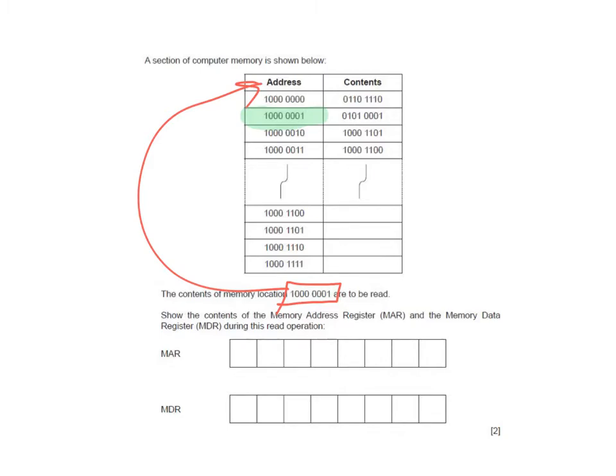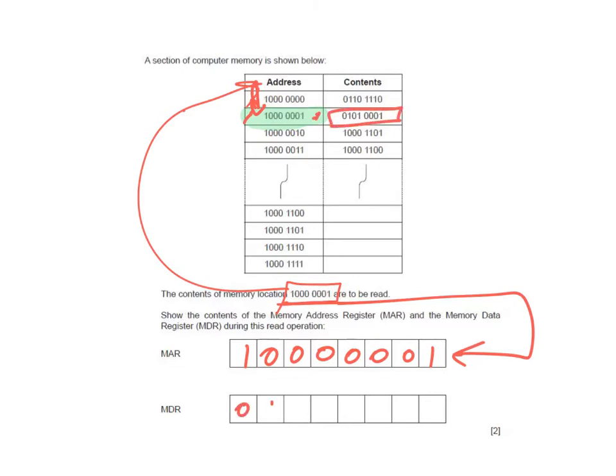Show the contents of the memory address register and memory data register during this operation. Now that's quite a cheeky one, and some people get confused as to why the MAR is literally what's on the page now. It's literally what they gave us for the answer, and it's because that's the location in memory that we want to access right here. So the contents from that location are read, so we get 0, 1, 0, 1, 0, 0, 0, 1, and this is quite good actually for visualizing how that fetch execute cycle works.